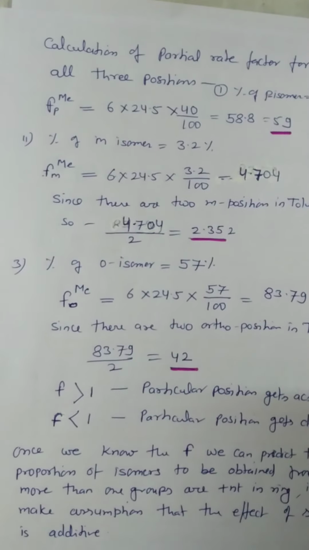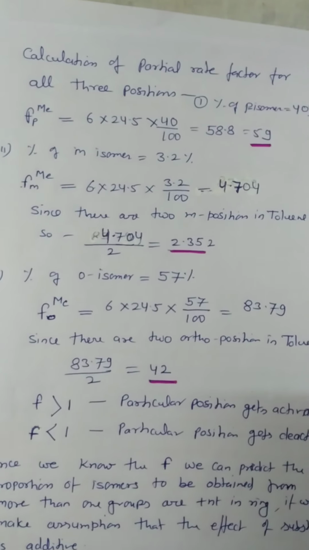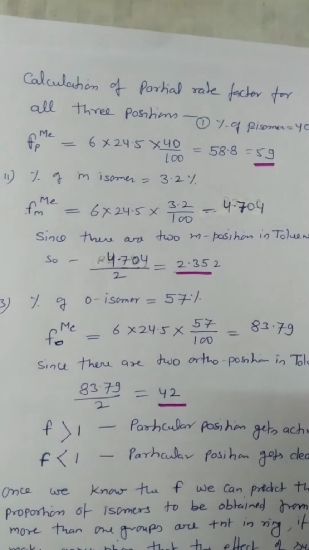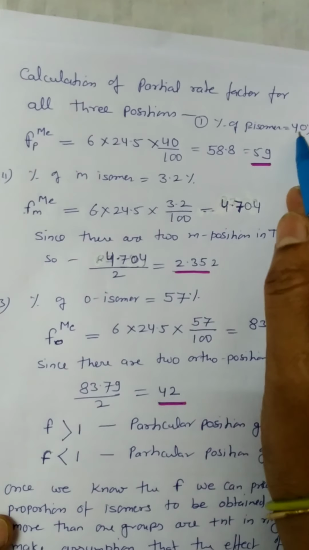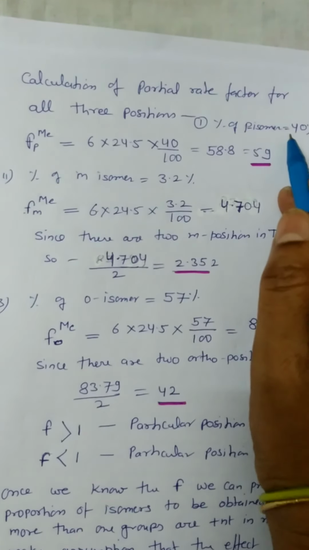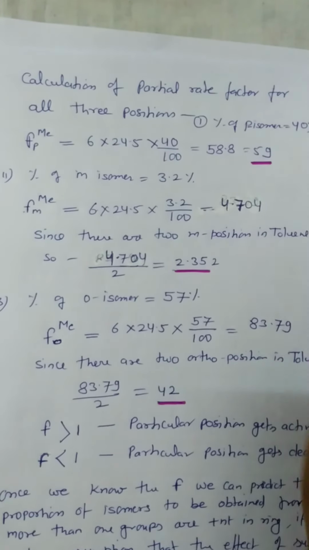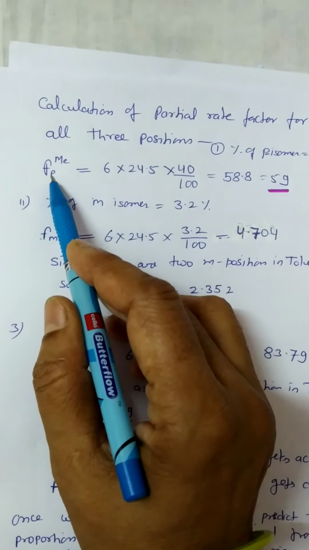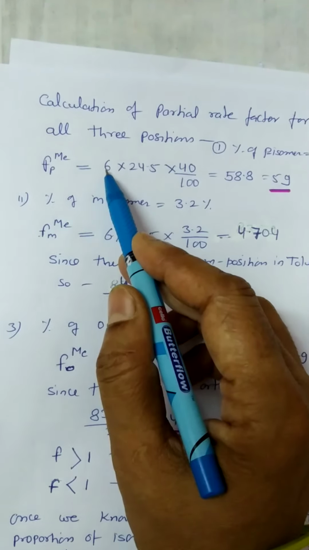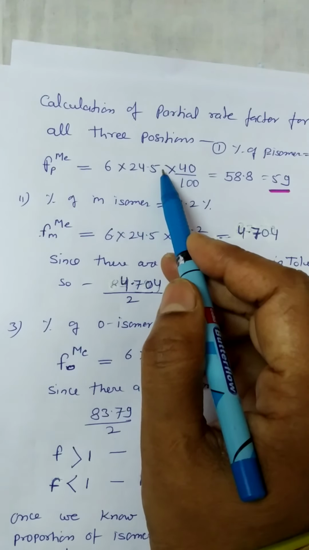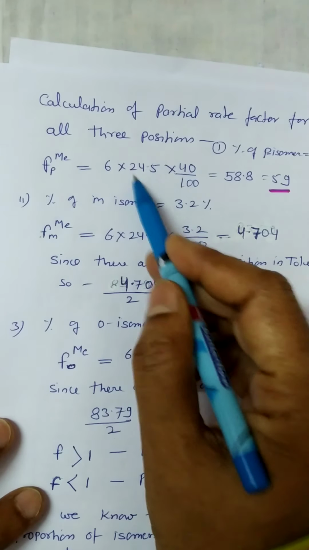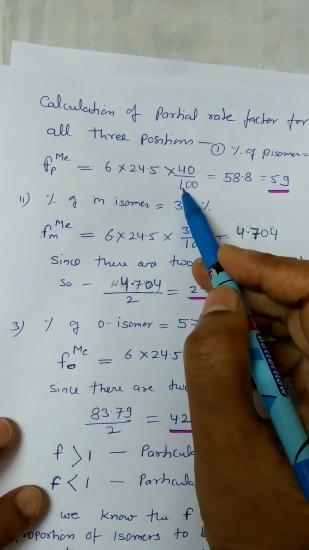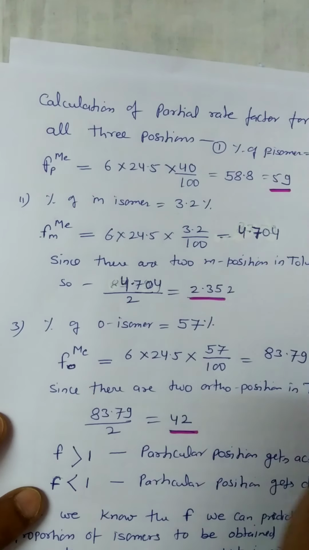Now, how can we calculate the partial rate factor if we know the percentage of isomer? In the nitration of toluene, we get 40% para isomer. Therefore, by putting the data into the formula, F for para position in case of toluene is 6 into 24.5, the relative reactivity of toluene to benzene, into 40, the percentage of isomer, upon 100, and we get 59.